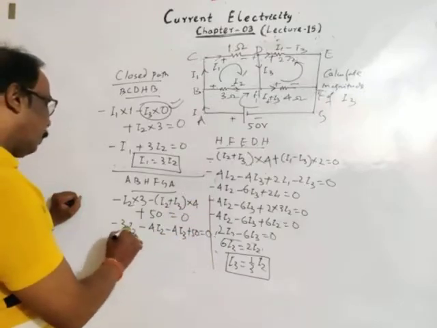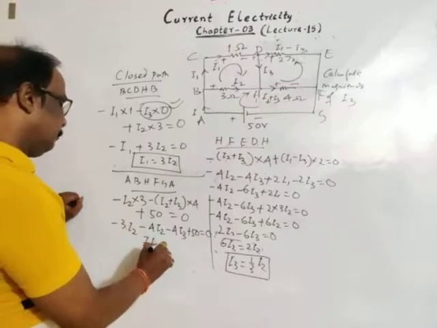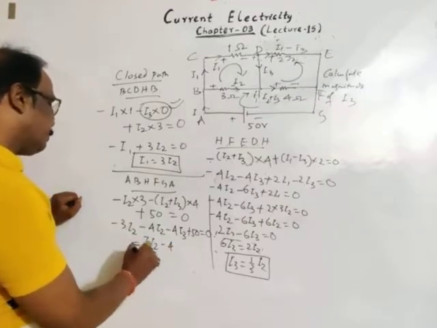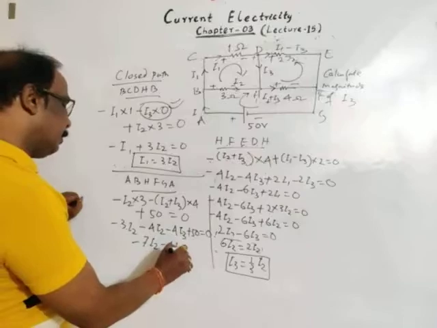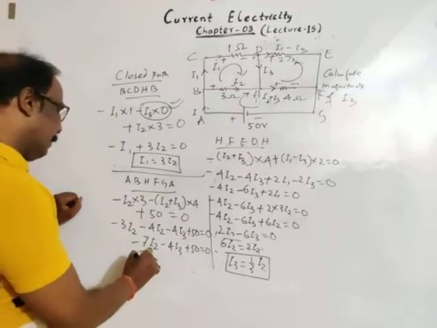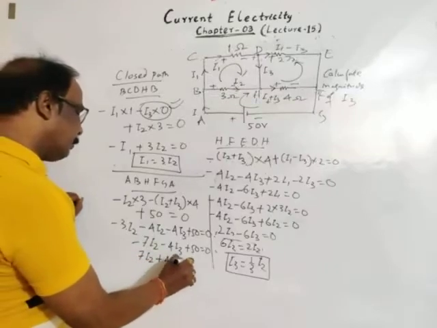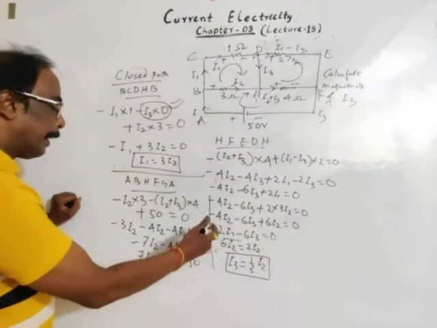Then 4I2, 3I2, 7I2 minus 4I3 plus 50 is equal to 0. Okay. Then 7I2 plus 4I3 is equal to 50. Take it up to the right side.